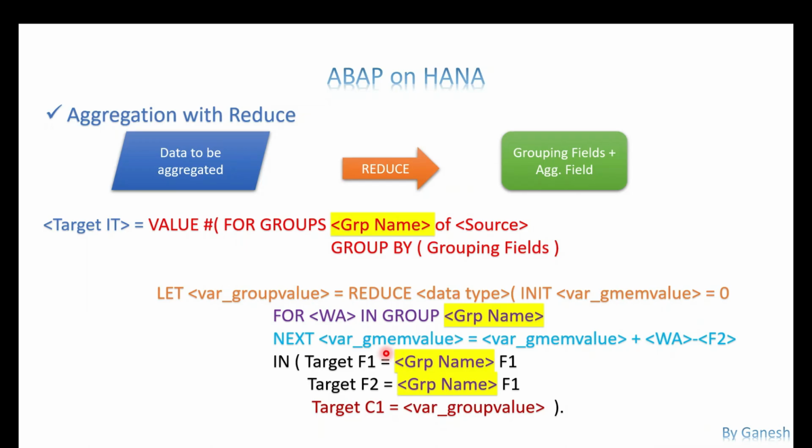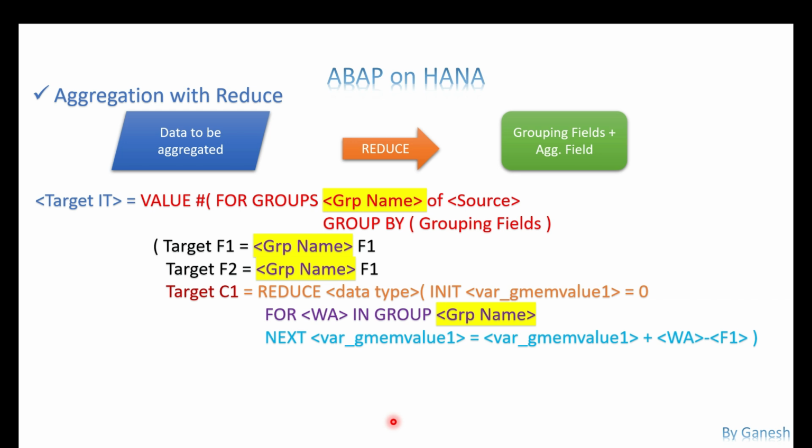Now for the simplification, just remember these fields: field 1, field 2, field 3. For better understanding, I can give C1 as a consolidated field. Now I'm going to change the syntax a little bit. After group by, this is still the same. I don't want to use the let variable. Instead, I'm going to use the entire reduce directly against the field which needs to be consolidated. Instead of adding to a variable and passing it to another internal table field, I'm going to use it directly over here. So I just remove the let statement.